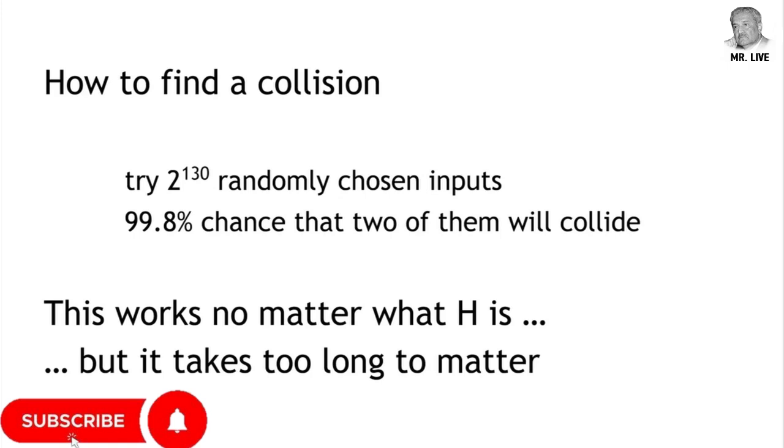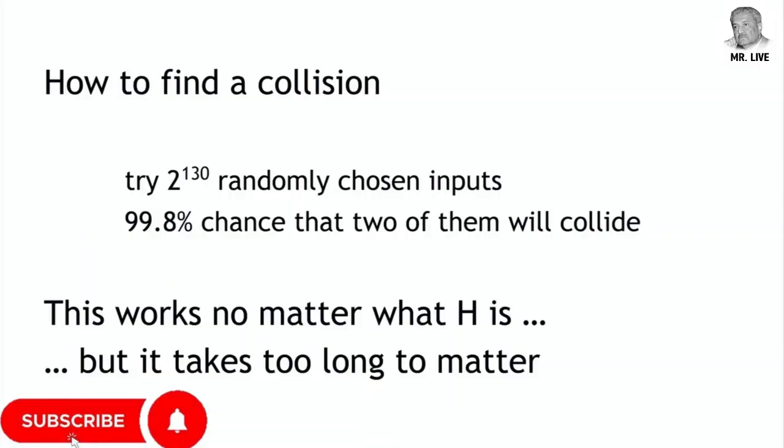It works no matter what the hash function is, but of course the problem is that this takes a very, very long time to do. You have to compute the hash function 2 to the 130 times, and that's of course an astronomical number. This method works no matter which hash function we're using. There's still a 99.8% probability that this works, and if it doesn't work, just try it again. It'll probably work the next time. But this doesn't really matter, and the reason it doesn't really matter is that this procedure takes 2 to the 130 steps in order to get to that high probability. So we can say something like this.